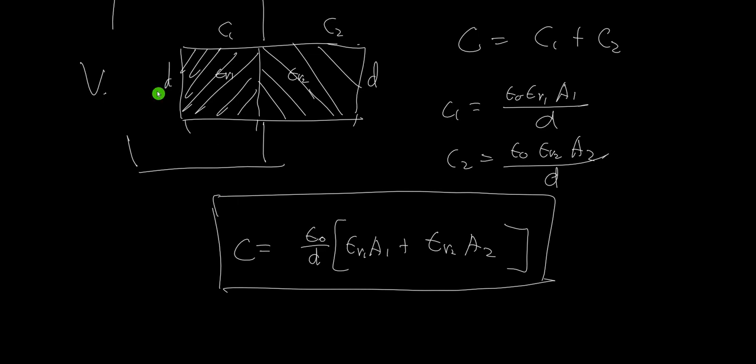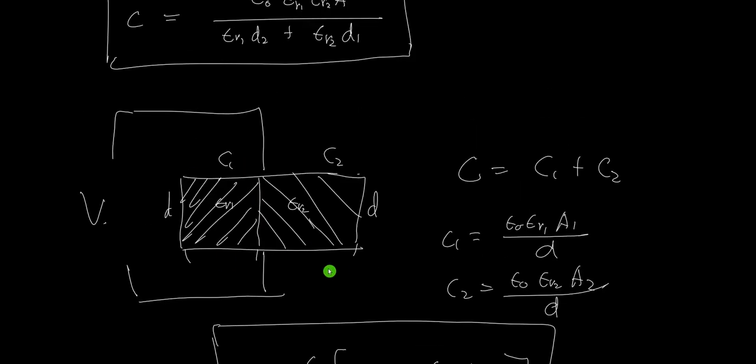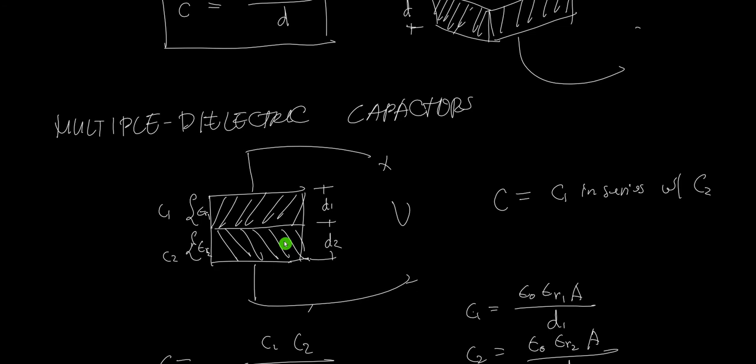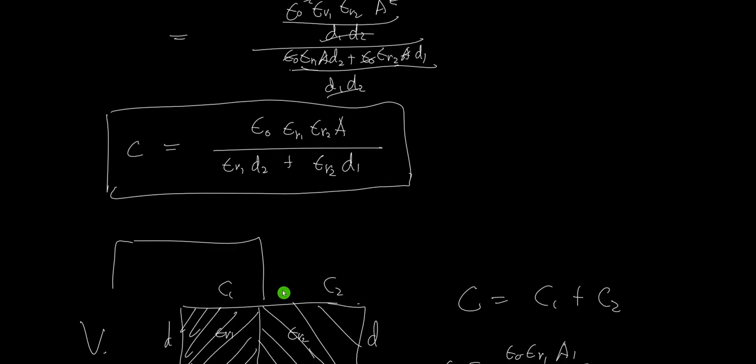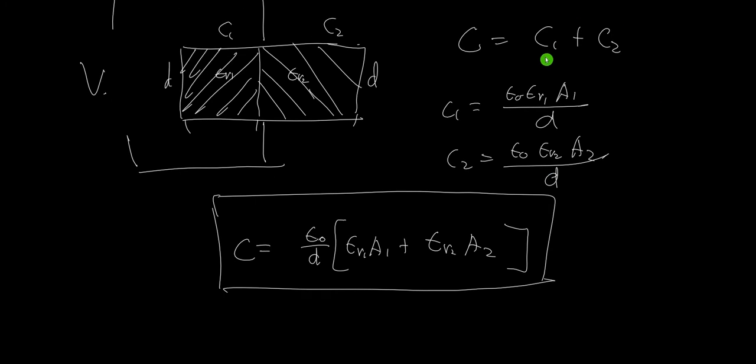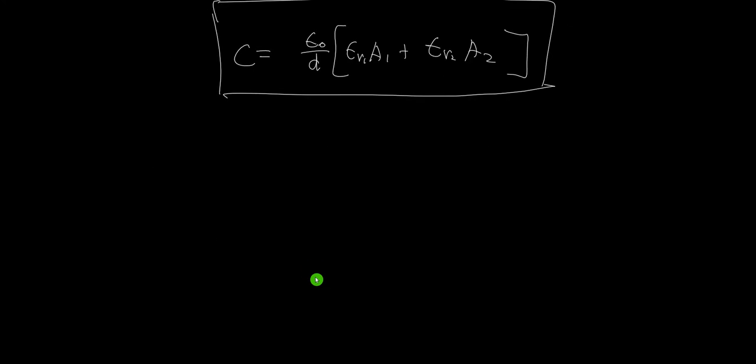So if the dielectric is in this configuration, and if the dielectric is in this configuration. So these are multiple dielectrics. They can be more than 2. It can be more than 3. So if you have more than 3 here, you just add them, C1 plus C2 plus C3 and so on. You just need to add something here, plus epsilon R3 A3 plus epsilon R4 A4 and so on. So those are the capacitance in different dielectrics.